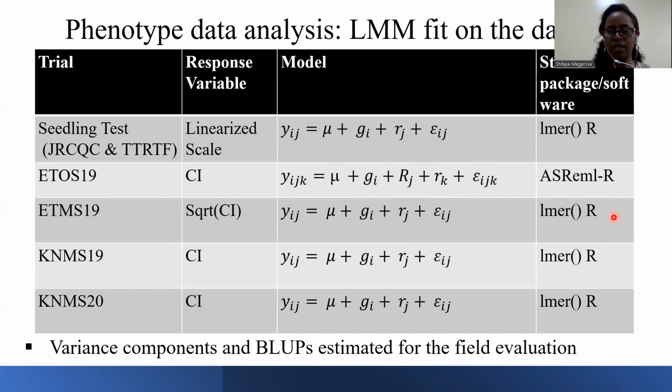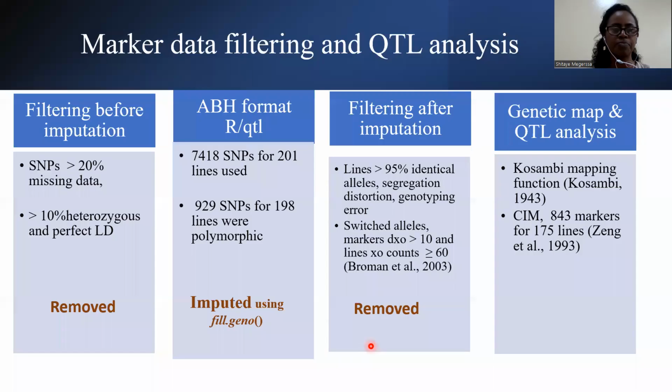In all these 4 cases, we used the lmer function of R, but for the second case, we used the lm function of R. From this linear mixed model, we estimated the variance components and calculated the heritability, and also the BLUPs for the field response to use in the QTL analysis.